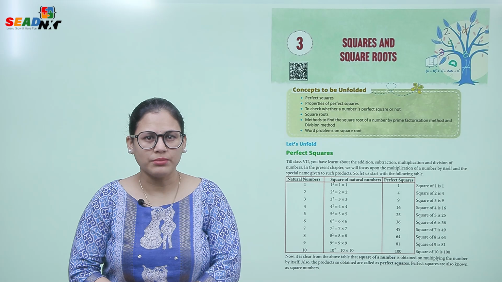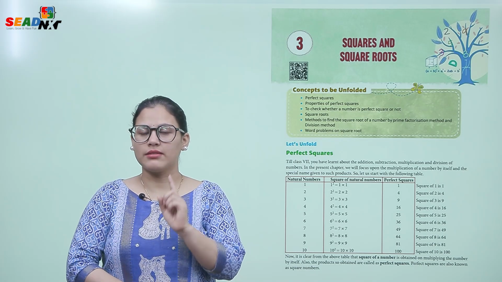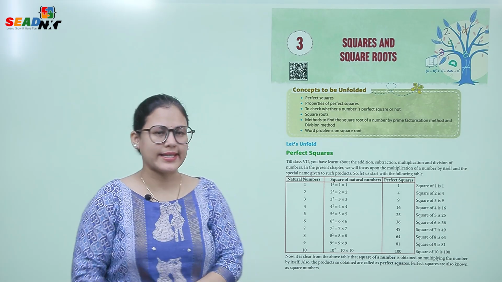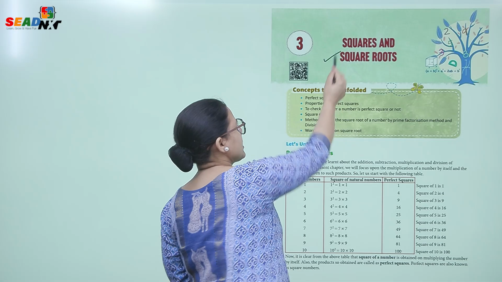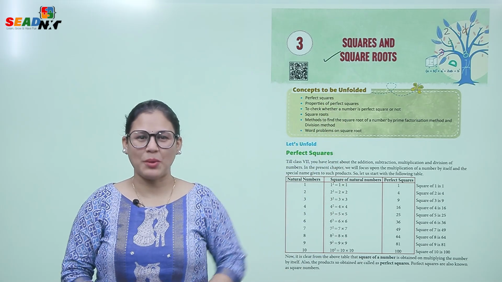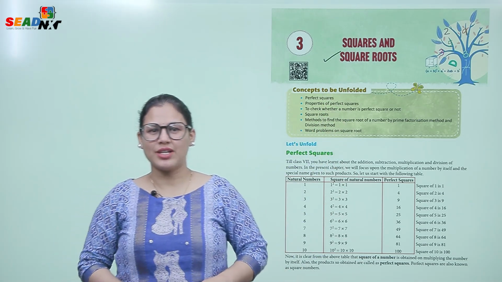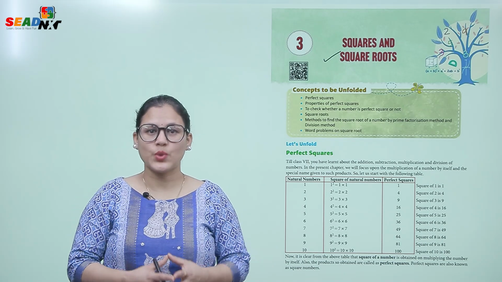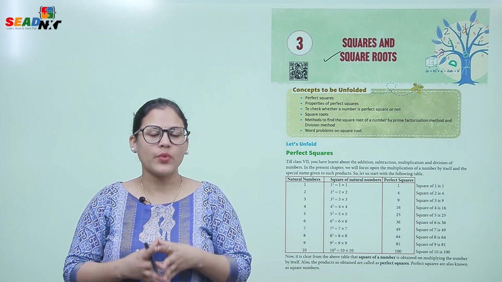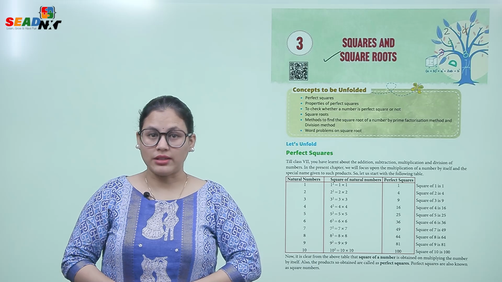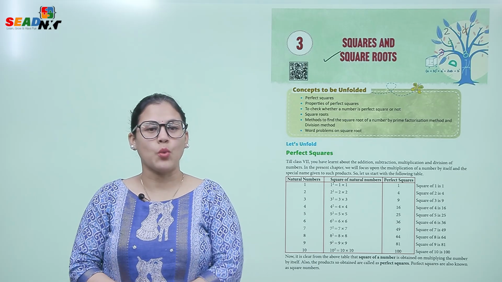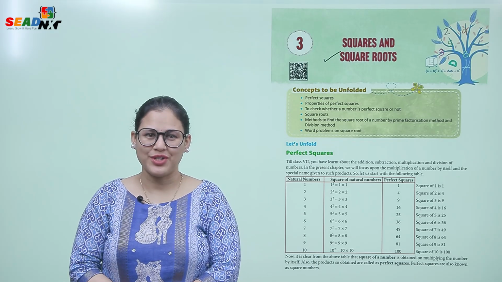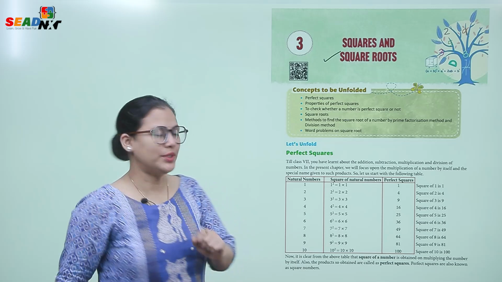Today we are going to learn about squares and square roots. Okay, so let's get started. The concepts to be unfolded in this chapter: perfect squares, properties of perfect squares, how to check whether a number is a perfect square or not, square roots, methods to find the square root of a number by the prime factorization method and division method, and word problems on square root. So let's unfold perfect squares.